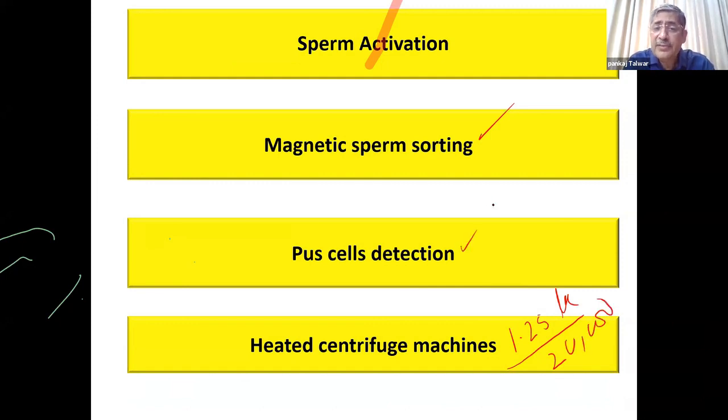Should we detect the pus cells? And how, in case required? Magnetic sperm sorting will cost you 2,000 rupees. Should you do it when you can do the whole thing for 100 rupees? Sperm activation, is it required when the patient will spend around 1,500 rupees? It is not required.